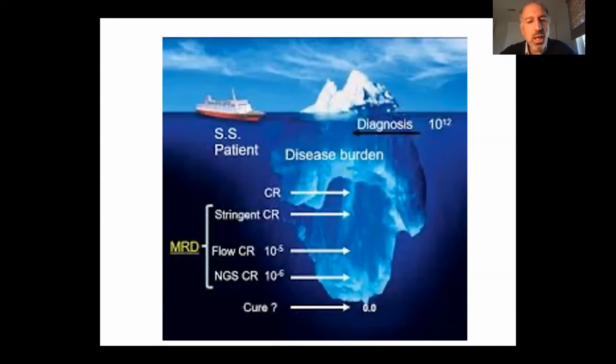And you can see that we go to complete response, stringent CR, CR looking at minimal residual disease by flow, which can get down to 10 to the minus 5, and more definitively next generation sequencing with 10 to the minus 6. And I would like to spend a lot of time during the talk discussing whether there are differences between flow-based and next generation sequencing, and that difference between 10 to the minus 5 and 10 to the minus 6.